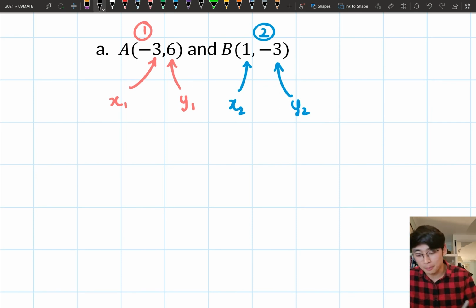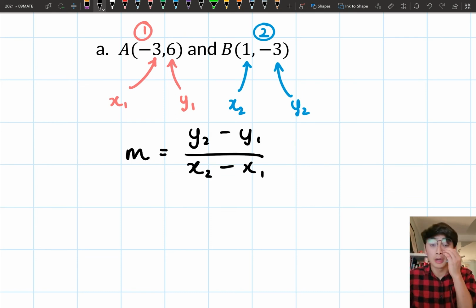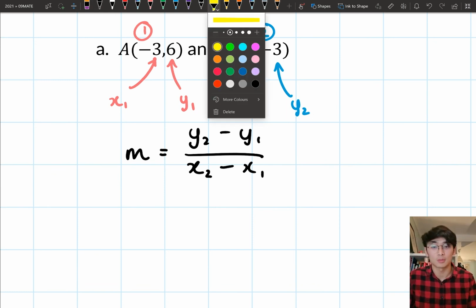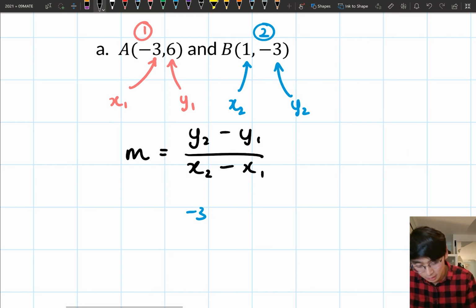Once we've done that, we can now put it into the formula. So I'm going to write out the formula. y2 minus y1 over x2 minus x1. And then once we've done this, all we need to do is start substituting the numbers in the right spots. So here, y2, that's the y coordinate on my second point, which is just at the top here, -3. So we're going to write -3. I should probably write an equal sign.